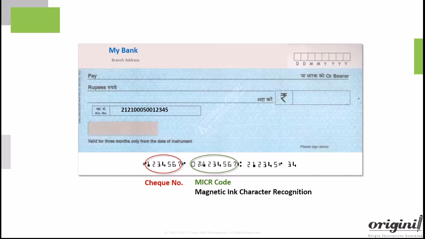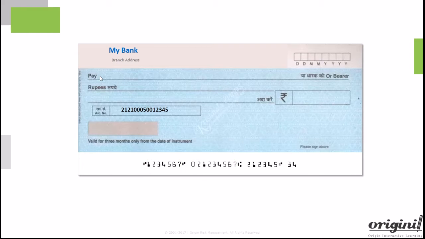The check also says that it will be valid for up to 3 months from the date of issue. That means if this date is older than 3 months, then check will not be honored. Here, you write the name of a person or organization that you want to pay money to. This entity is called the payee.